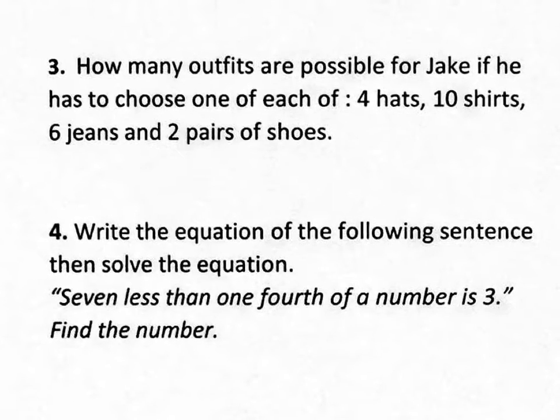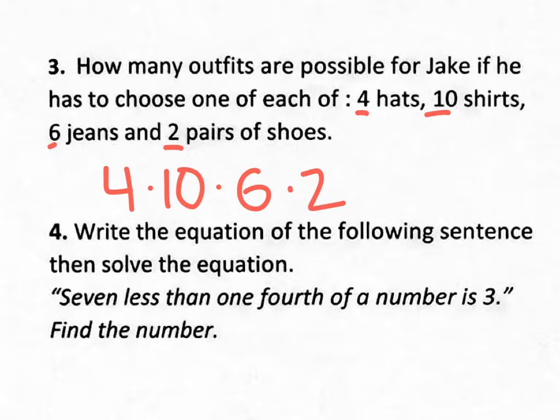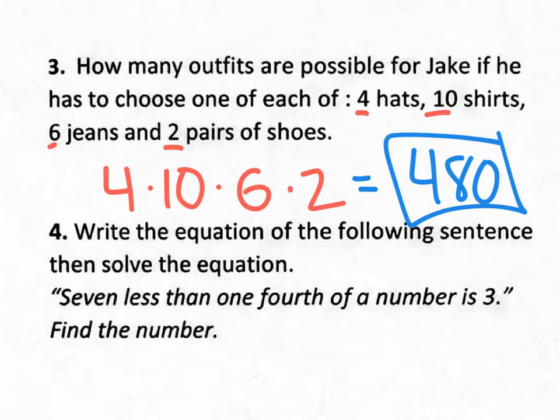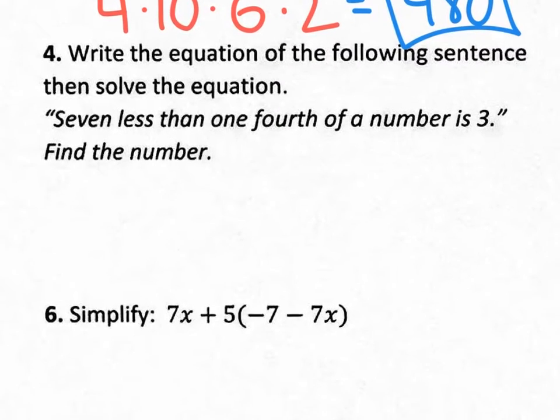Number 3, how many outfits are possible for Jake if he has to choose from one of each? This is the counting principle. All you got to do is take the 4, take the 10, take the 6 and the 2 and multiply them all together. 4 times 10 is 40, times 6 is 240, times 2 is 480. Isn't that right? So the final answer is 480 outfits. Any questions on that? It's just the counting principle. It will be that easy on tomorrow's midterm.